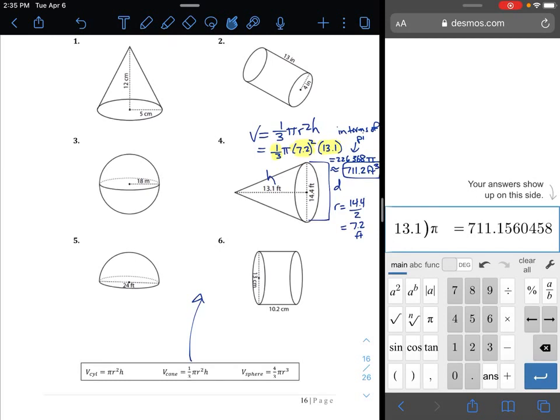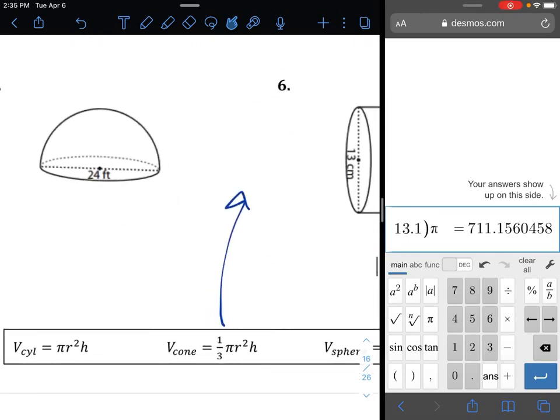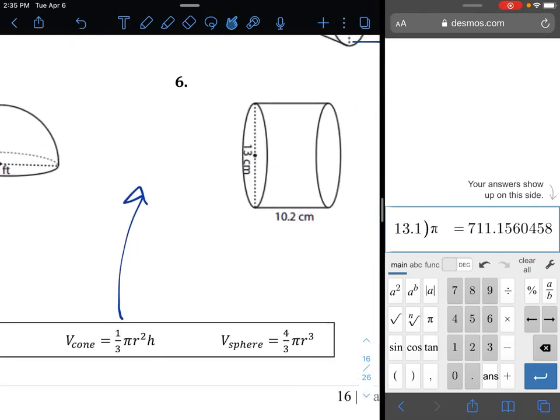Let's look at least one more example. Look at number 5. 5 is kind of a weird looking one because it's not a full sphere, it's what we call a hemisphere, or half a sphere. So our sphere formula, as you can see on the bottom here, is 4/3 pi r cubed. So what we could do is find what it would be for a full sphere and then divide it by 2 at the end. Or if you're a little bit more creative here, what's half of 4/3 pi r cubed? Well, half of 4 would be 2, so half of 4/3 would be 2/3 pi r cubed.